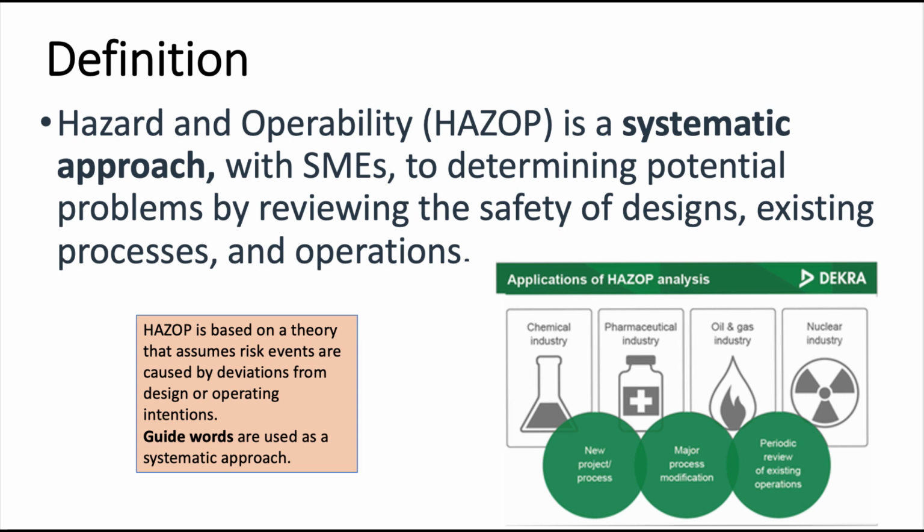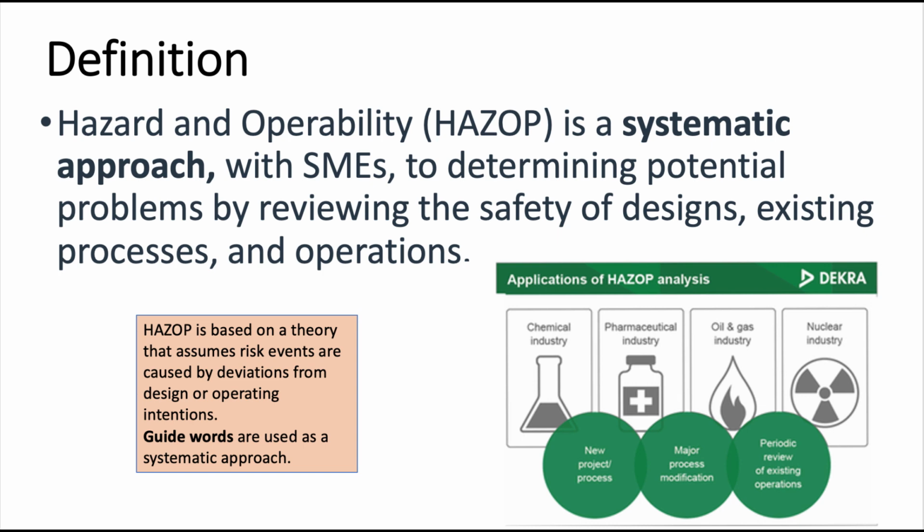A hazard and operability study is a systematic approach using subject matter experts, so you may be one of the subject matter experts, to determine potential problems by reviewing safety of designs, existing processes, and operations. This differs significantly from a job hazard analysis, because here we're looking at processes, whereas with the job hazard analysis we're looking at jobs or tasks, right? So this has a higher level, more global approach.